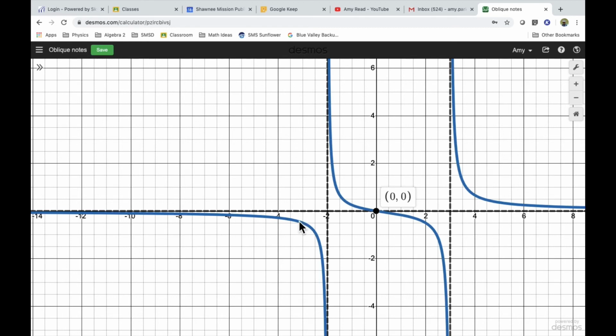Again, we could plug in numbers to find out, is this supposed to be above or below? And we could end up getting the right graph. But seeing it here on Desmos is going to help us for today. So here we have it on Desmos. Let's go back to our paper.